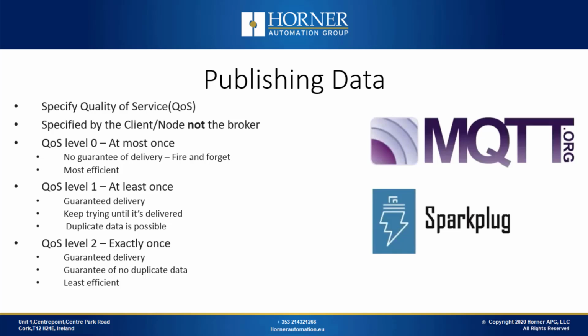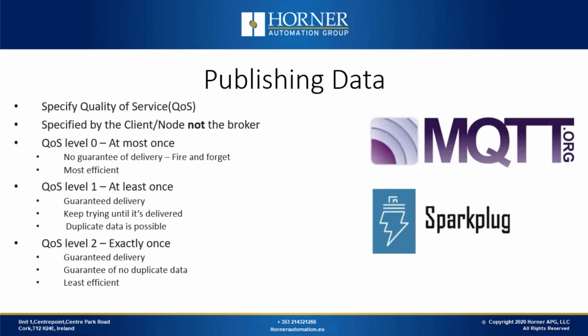Now let's go through the 3 levels of quality of service in data publishing. Quality of service level 0 means that the data is only going to be published at most once, and there's no guarantee of delivery. We may be reporting data every 5 seconds, so any one message may not get through. Level 0 is the most efficient, but also the riskiest. Quality of service level 1 means that the data is getting sent at least once, and there is a guarantee of delivery as it keeps trying until the message gets through to the broker, although it is possible that duplicate data could be sent. In some applications, this can be disastrous. In others, it may not matter.